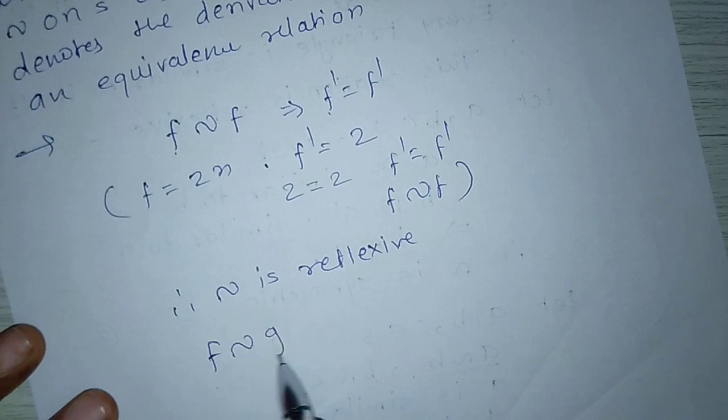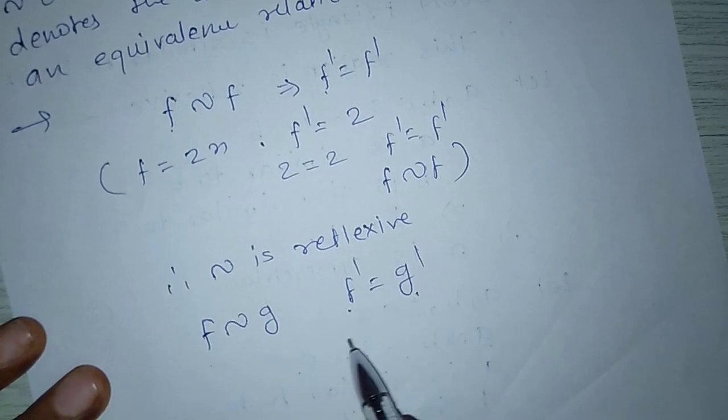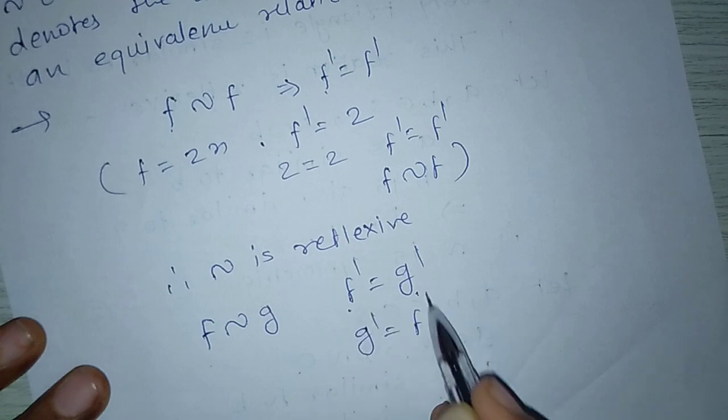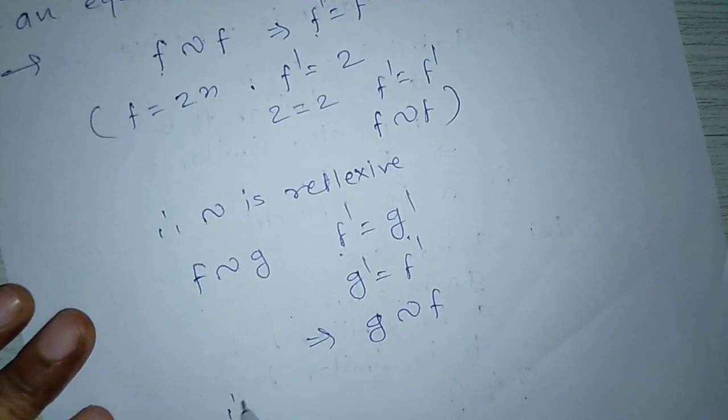f relates to g means f dash equals g dash, also g dash equals f dash, which implies g relates to f. Therefore tilde is symmetric.